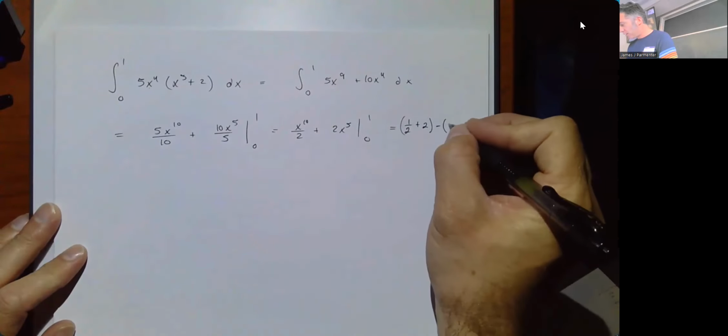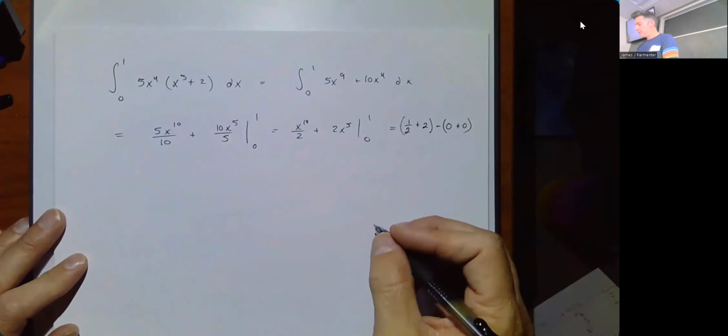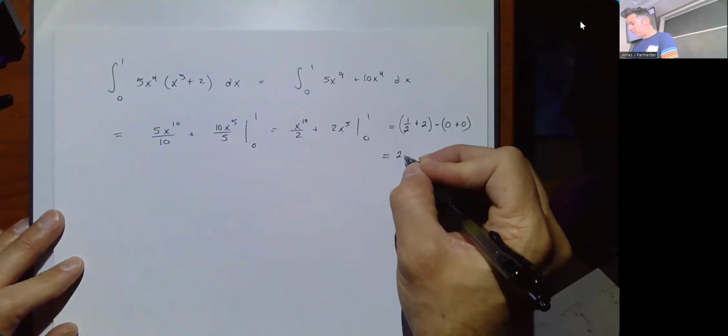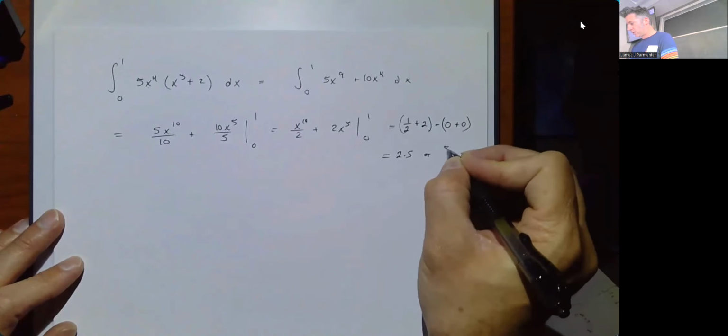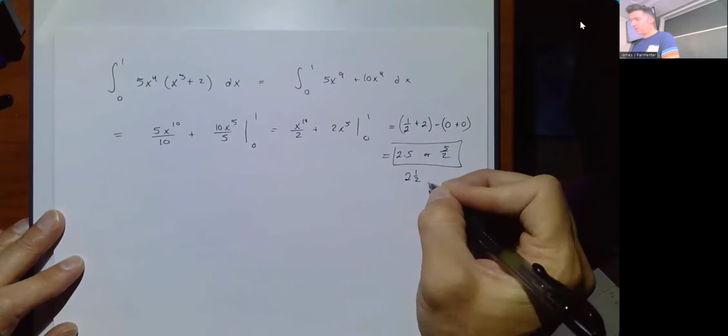So just don't assume everything's going to be 0 when you plug in 0. It will be here. You get 0 divided by 2 plus 2 times 0 to the 5th, but it's good to think about what's happening. So here we get 2.5, or as a fraction, 5/2.